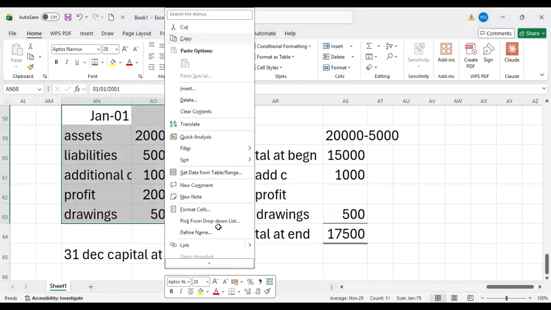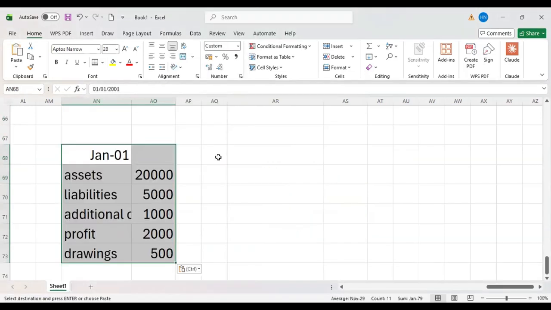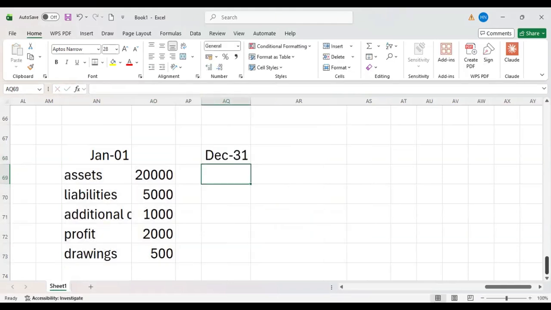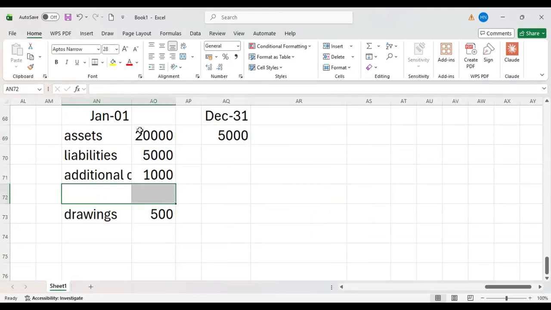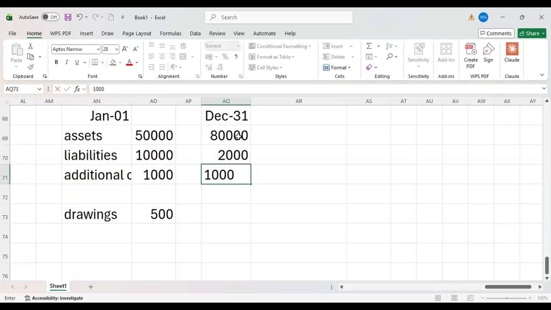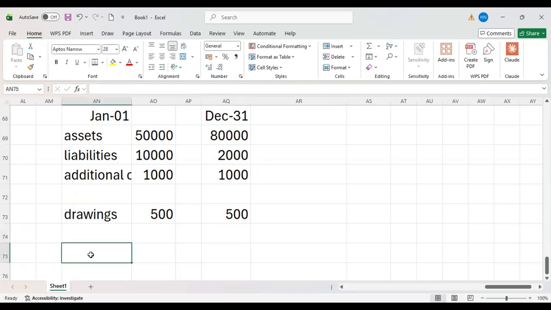Now that we know how to use the net assets to find our capital at the end, we are going to find, so this is December 31st. Our assets 50,000. No, profit is no. I'll change this to 50. This 10,000, and then this would be 80,000. Liabilities 2,000. Additional capital 1,000. Drawings 500. And then yes, so help me find profit.